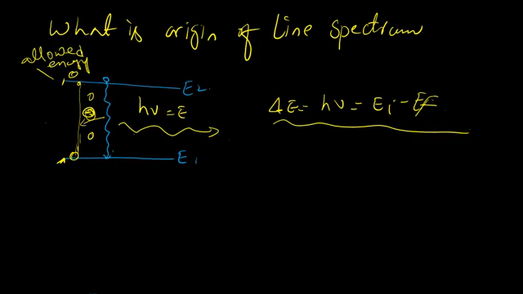So it can never emit the energy in some gradual manner. It will always emit the energy in discrete packets, all at once in a single photon. This emitted energy will be equal to the difference in energy of the two levels between which the transition occurs. So ΔE is equal to hν, which is Ei minus Ef, or E1 minus E2 in this case.